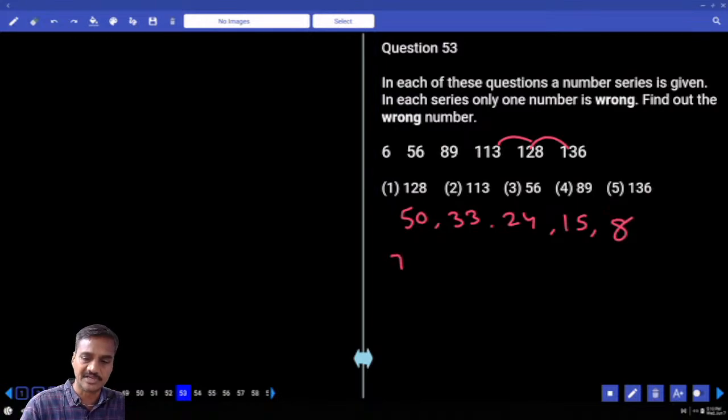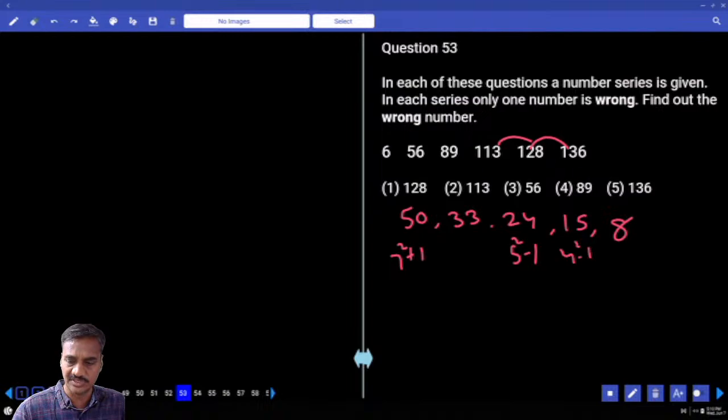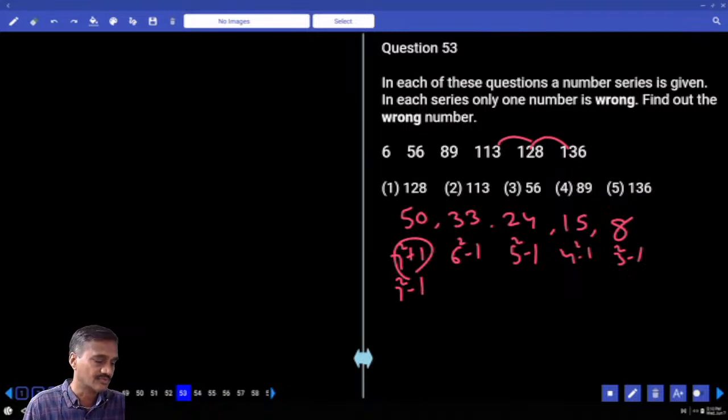Now 50 can be written as 7 square plus 1. Now this can be written as 5 square minus 1, isn't it? Now this is 4 square minus 1, 3 square minus 1, isn't it? Then what should the next number be? 3 square, 4 square, 5 square minus 1, 6 square minus 1, that is 55. Here it must be 7 square minus 1, 49. What is the wrong number? 56 is the wrong number.